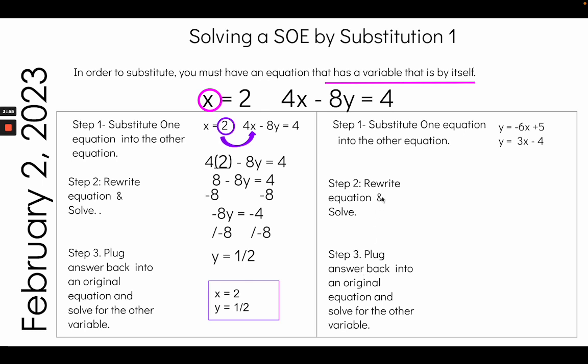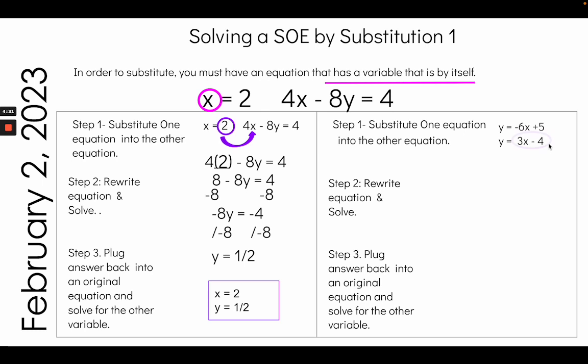Okay, so step 1, substitute one equation into the other equation. Now again, this applies to our rule. We must have an equation that has a variable by itself. In this case, we have 2 equations with variables by itself. We have a y here and a y there. And so what it's saying is that this y is equal to negative 6x plus 5, which means that this y is also equal to negative 6x plus 5. Or in other words, negative 6x plus 5 is equal to 3x minus 4.